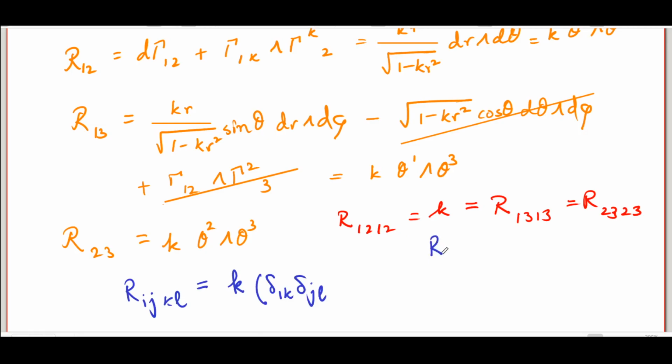Of course, we know that you also have R1221, which is actually minus k. So you can have another situation where the first and the fourth index match and the second and third match. So that is i and l are equal and j and k are equal. And that comes with a minus sign. So you have delta_il delta_jk.